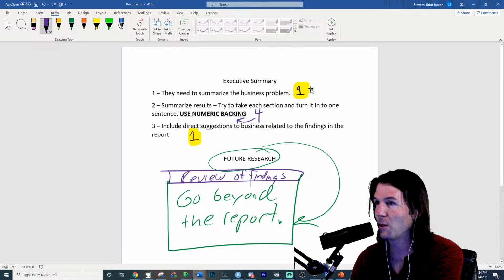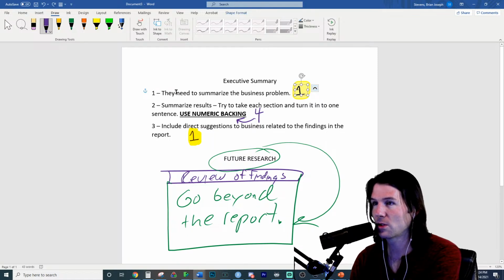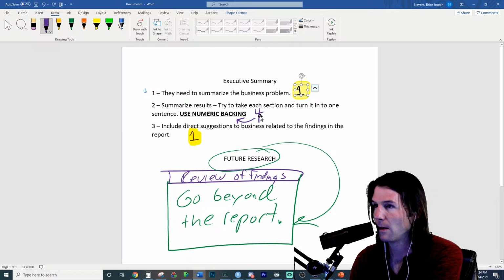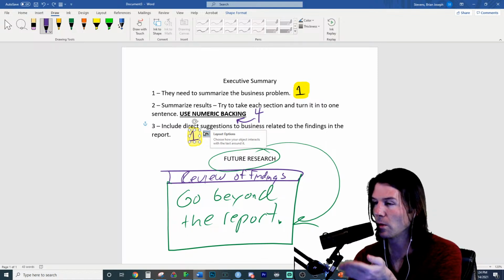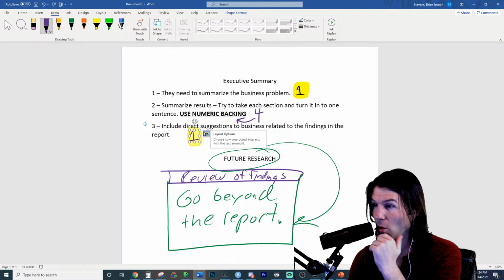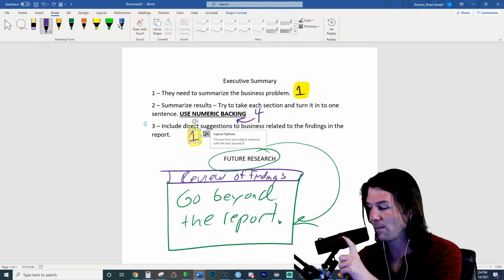This is an example right here for the executive summary. If your summary of the business problem is something like, I am analyzing bike data, that's not going to be a good summary of the business problem. So you need to give a strong sentence right here, and numeric backing is so important. And if your suggestion is a sentence like, we need to increase bike demand, that doesn't relate to the report. It's the goal of the report, but it needs to be a strong sentence. Does that make sense, Bailey?